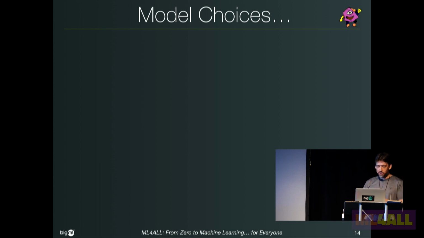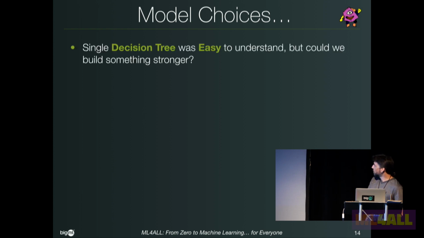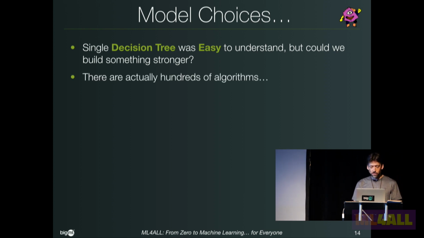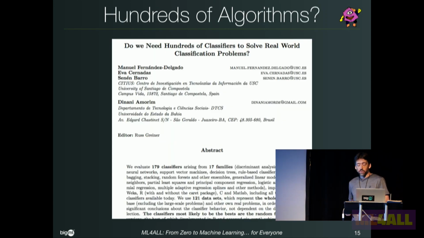Okay, I want to talk about model choices though, because this also came up in an earlier talk as well. So the single decision tree was really easy to understand, right? I showed you it's split on square foot, and that was great. Gives you some kind of a deeper understanding of what's going on. But could we build something stronger, right? We already saw neural networks too. So there's actually hundreds of algorithms.